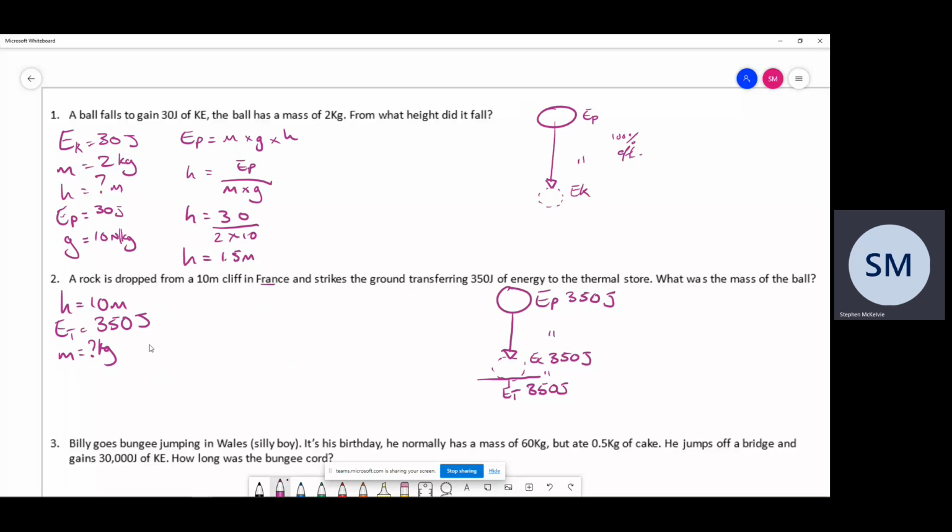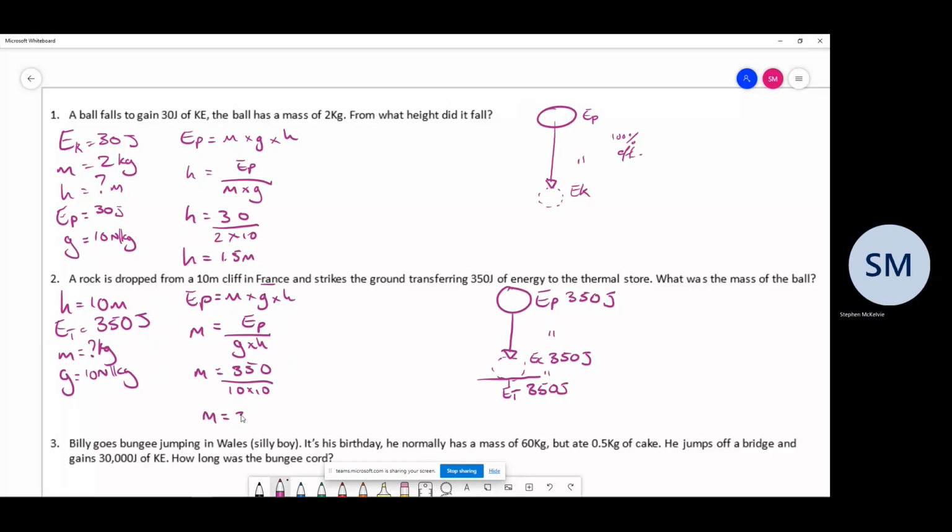It was in France, so it's on Earth, which means I can again say that gravity is equal to 10 newtons per kilogram. And I can use my equation, EP is equal to m times g times h. I want to find the mass of the ball, so I'll rearrange my equation: EP over g times h. Mass will equal 350 over 10 times 10, giving me a mass of 3.5 kilograms.